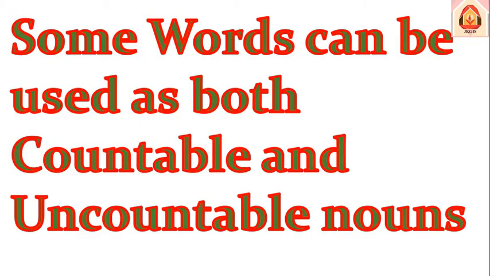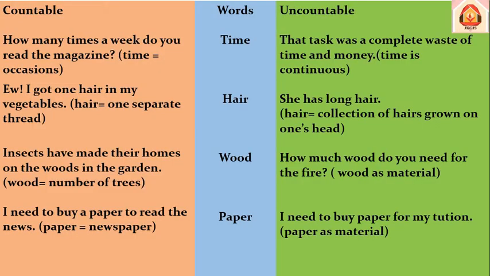Next, we will study some words which can be used as both countable and uncountable nouns. Time. Time is a word which sometimes can be used as a countable noun. How? Like, we are asking, how many times a week do you read the magazine? They are asking the number of occasions when the magazine is being read. Here the time or the occasions are countable.